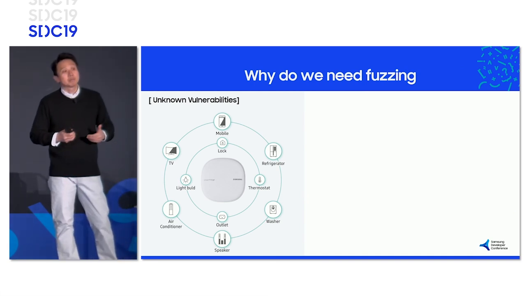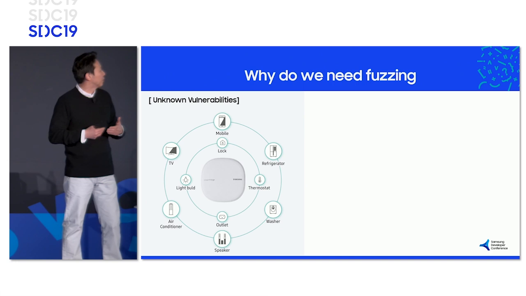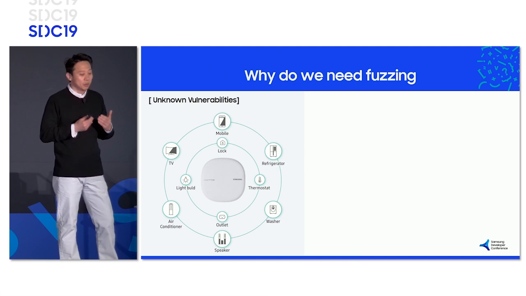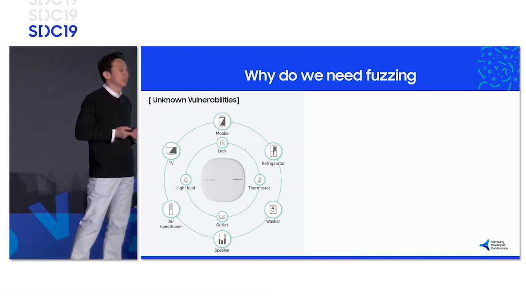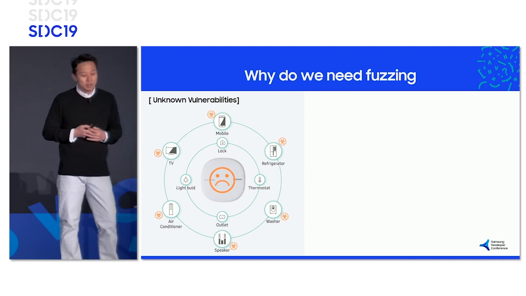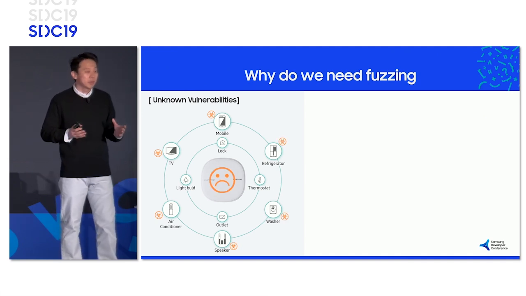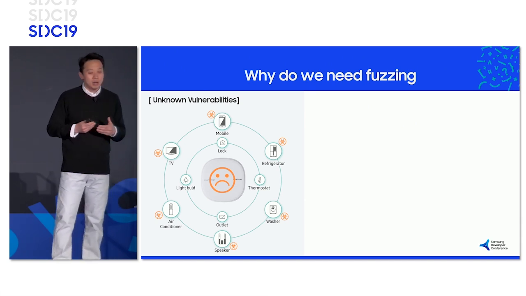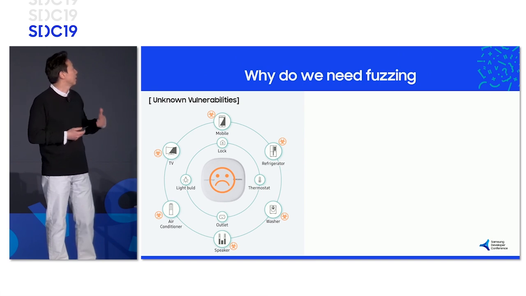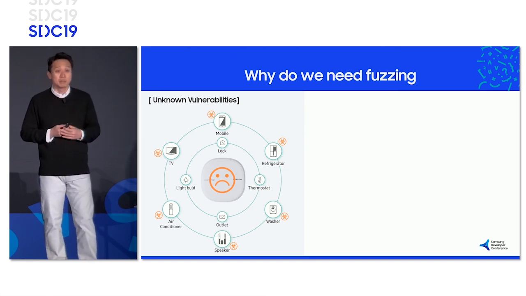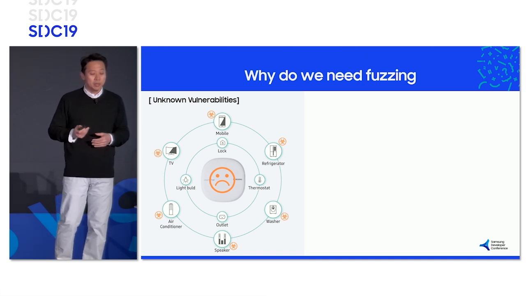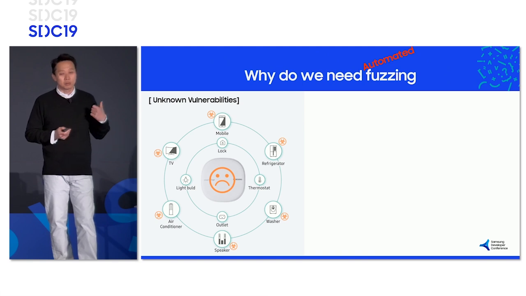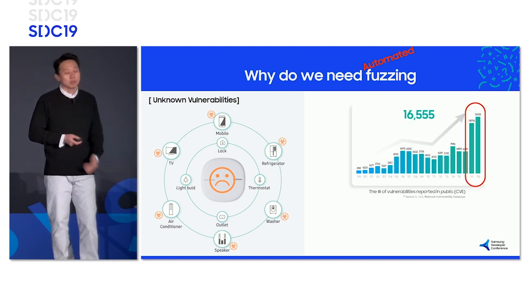Actually, even though we assess our devices, we can always meet unknown vulnerabilities or zero-day vulnerabilities. It always happens. And we have a lot of software and devices, all connected. So how efficiently we can find and fix unknown vulnerabilities is very important. So why do we need an automated fuzzing system? I'd like to recall the graph I explained on the earlier page.